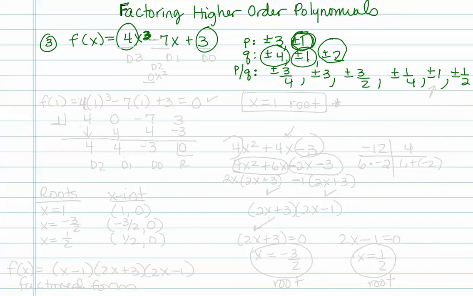Well, since I have so many choices for my p's over q's, I better start with plus or minus 1, because we always say we'll start with at least one of them. So I'm going to plug the 1 into the function and see what I get. F of 1. Oh, I forgot to write the 4. 4 times 1 cubed minus 7 times 1 plus 3. And let me use my calculator. Woohoo! My calculator says that this equals 0. So that means that it is a root, right? So x equals 1 is a root.